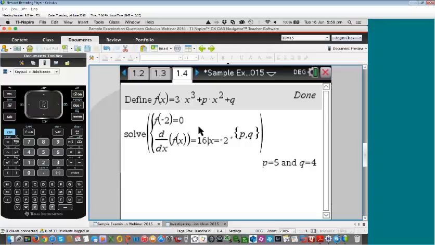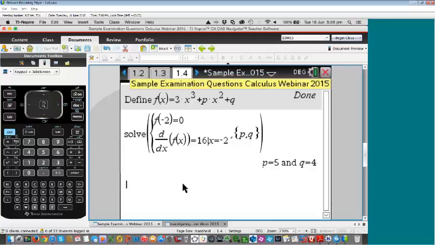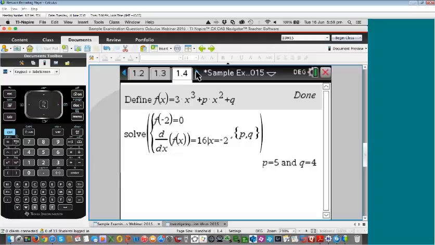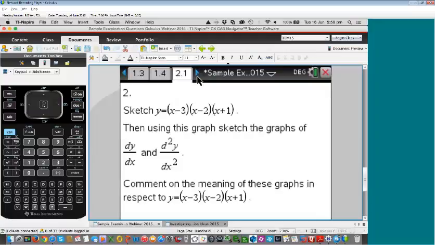The second exam question that often comes up, and another thing that also particularly can be a bit challenging to show in class, I've already touched upon in my notes page in the first activity the idea of showing first and second derivatives. Another common question that can come up in exams is this one. Sketch y equals (x take 3)(x take 2)(x plus 1). Then using this graph, sketch the graphs of dy dx and the second derivative. Comment on the meaning of these graphs in respect to y equals, etc.